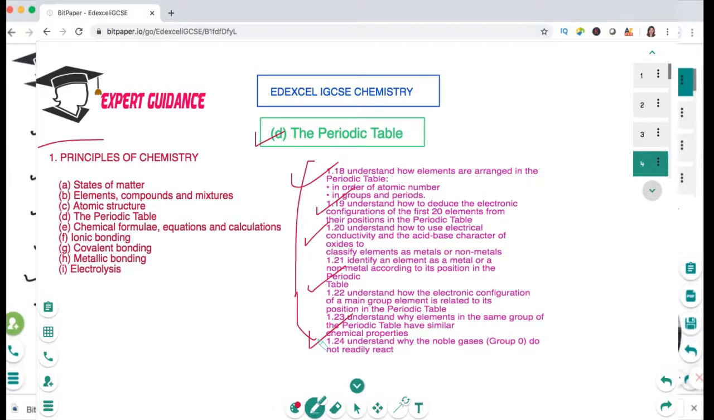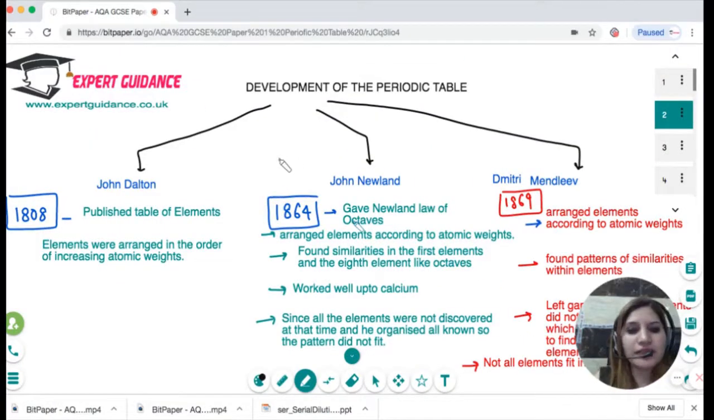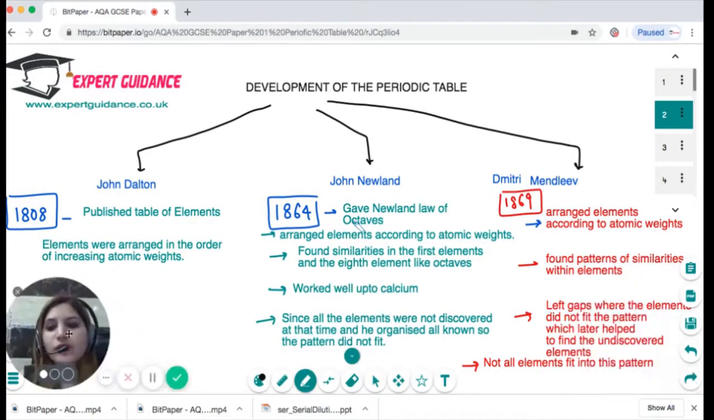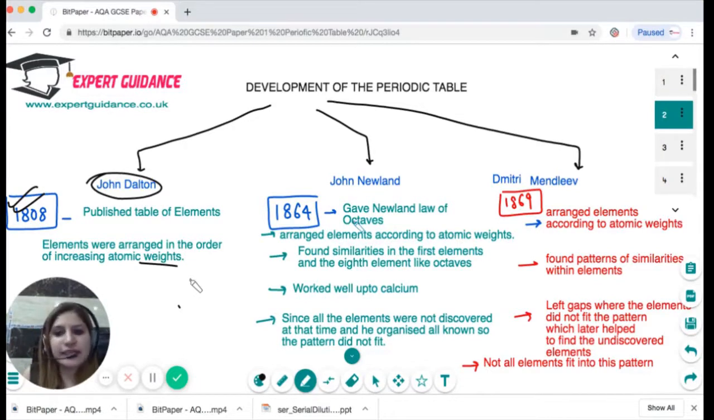So let's begin. Now, when we talk about the development of the periodic table, it took a lot of years to get the periodic table in the form which we have now. It started around 1808, when a scientist called John Dalton published a table of elements, and he simply arranged the elements in the order of increasing atomic weights. There was no pattern, no similarity that was detected, so his idea was completely rejected.